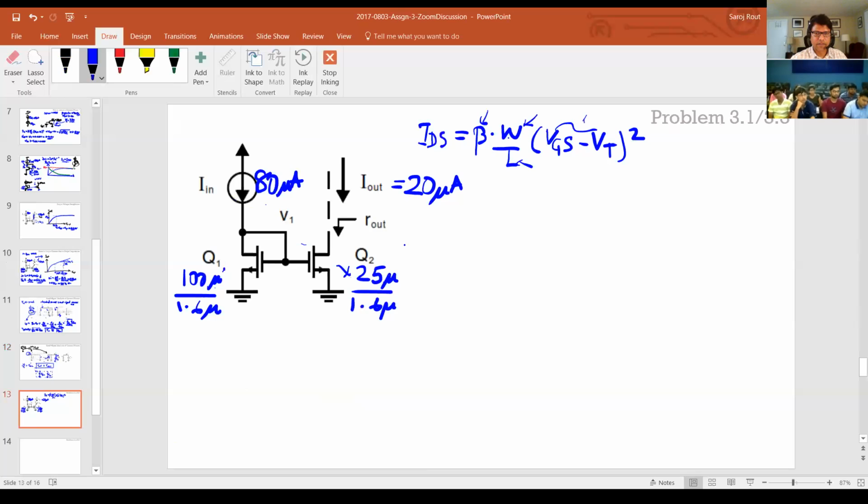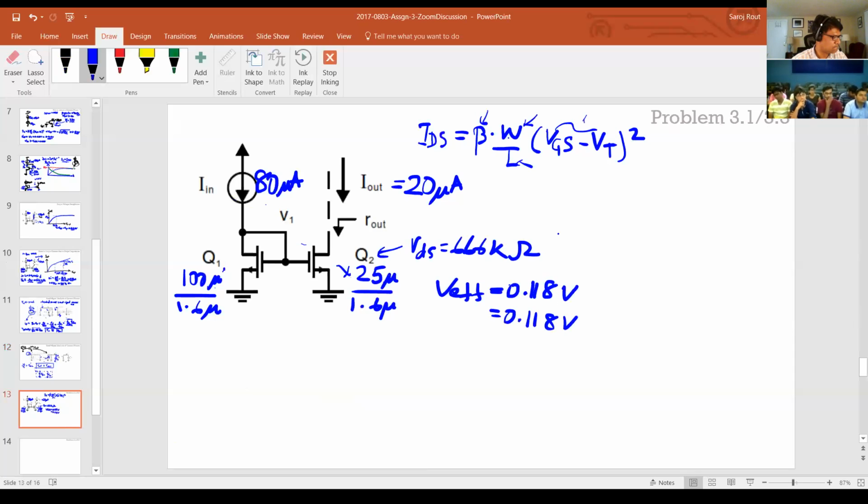And I think the RDS of this I've already calculated. That was 666 kilo ohms in the previous slide. And the V effective was 0.118 volts. So 0.118 volts. And I think the VGS from that you can calculate it to be 0.917 volts, right?